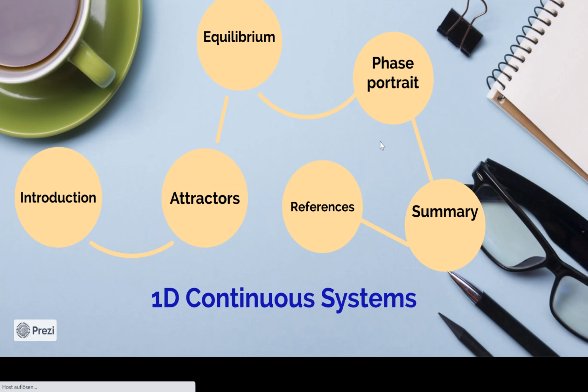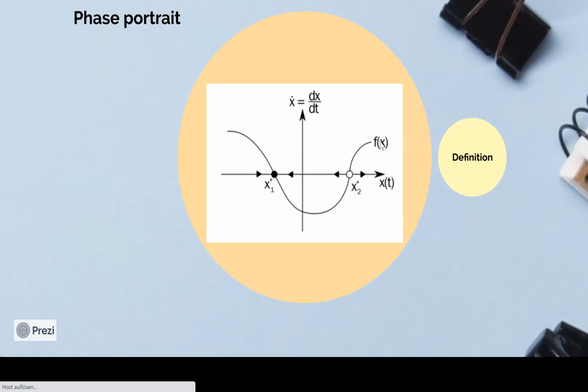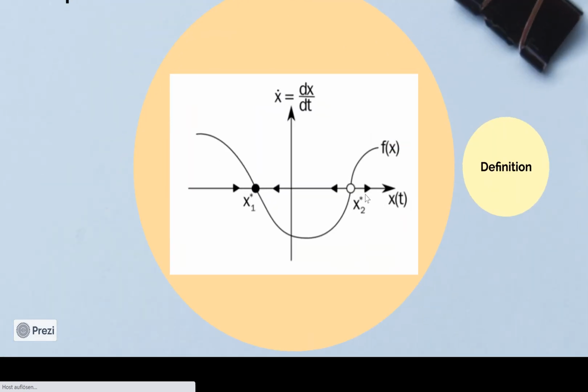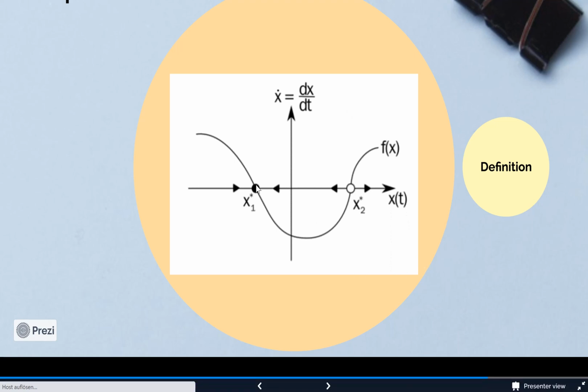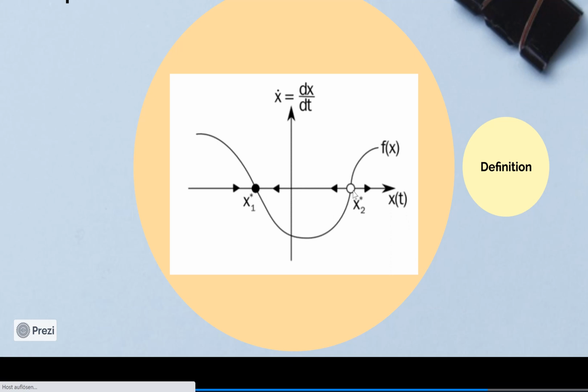Now let's talk about the phase portrait. This graph is called a phase portrait. The phase portrait is a geometrical representation of a dynamical system. It depicts all the equilibria here, their stability, and the representative trajectories as well. It also depicts all the attraction domains.